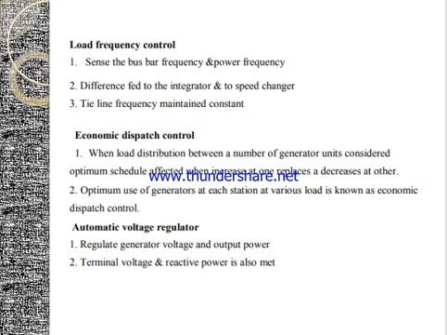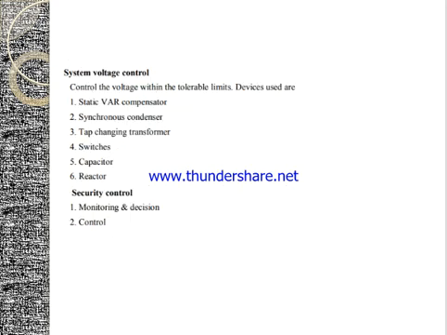And next, the automatic voltage regulator will regulate the generator voltage and the output power. Finally, the terminal voltage and the reactive power requirements are also met. Considering the system voltage control, it will control the voltage within tolerable limits, using devices like static VAR compensator, synchronous condenser, tap changing transformer, switches, capacitor, reactor, etc.